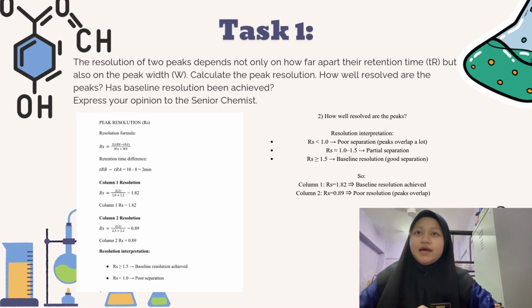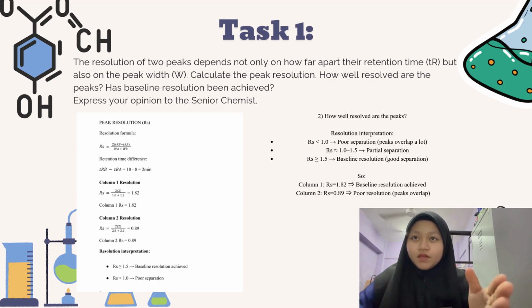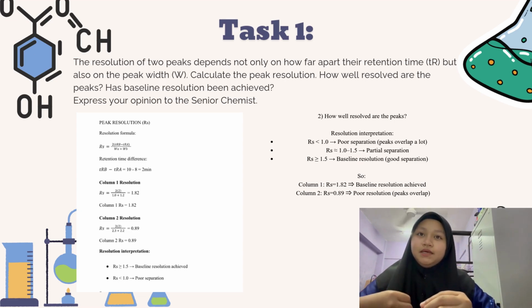Second part, I need to calculate the plate height. I use the formula H equals L over N, where L equals 25 centimeters and N is calculated above. For column 1, I got H equal to 0.0244 centimeter for A. Meanwhile, for B, I got 0.0225 centimeter. As we know, column 1 has a lower H value, so it has better efficiency and narrower peaks.